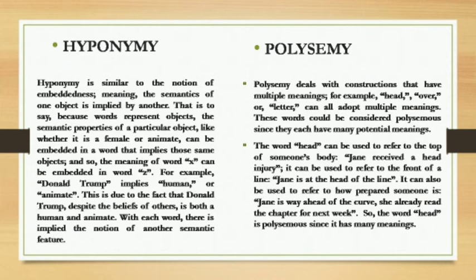The last one is polysemy. It deals with constructions that have multiple meanings. For example, head, over, or letter can all adopt multiple meanings. These words could be considered polysemous since they each have many potential meanings.